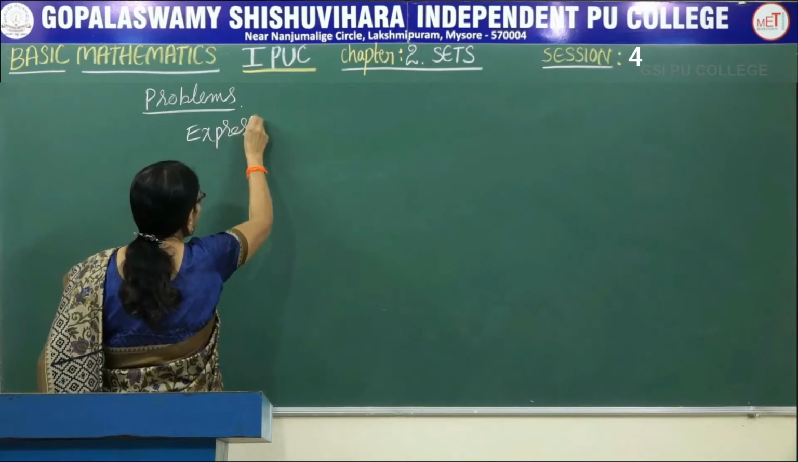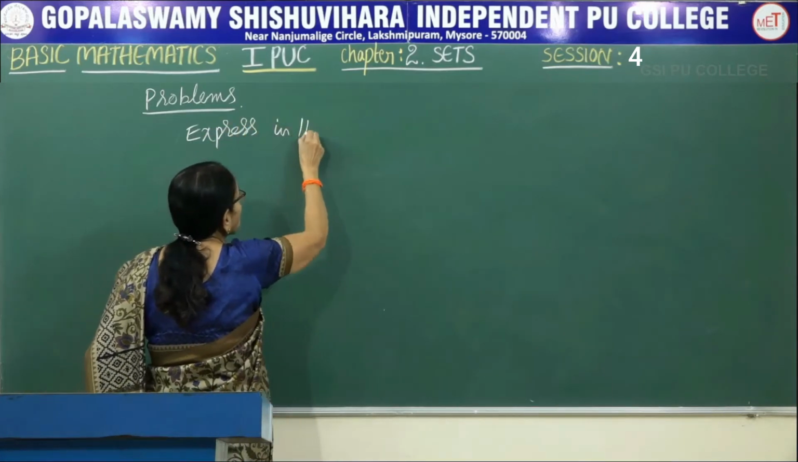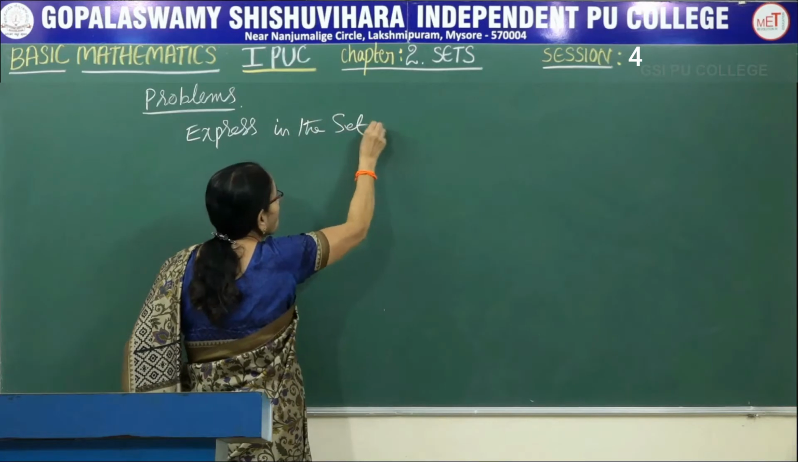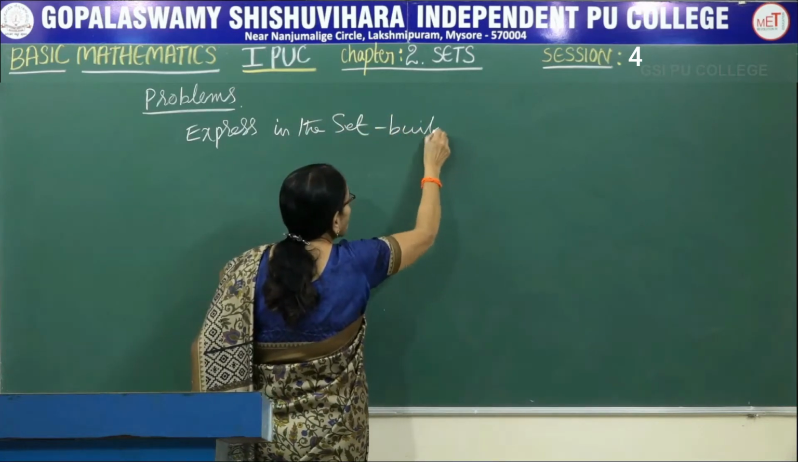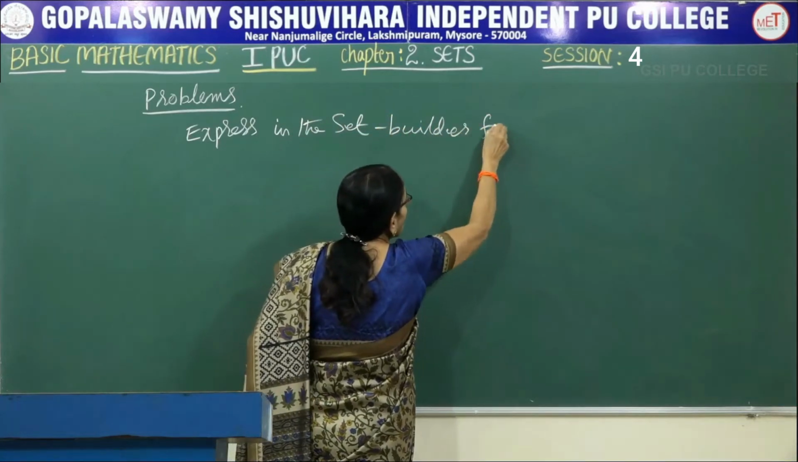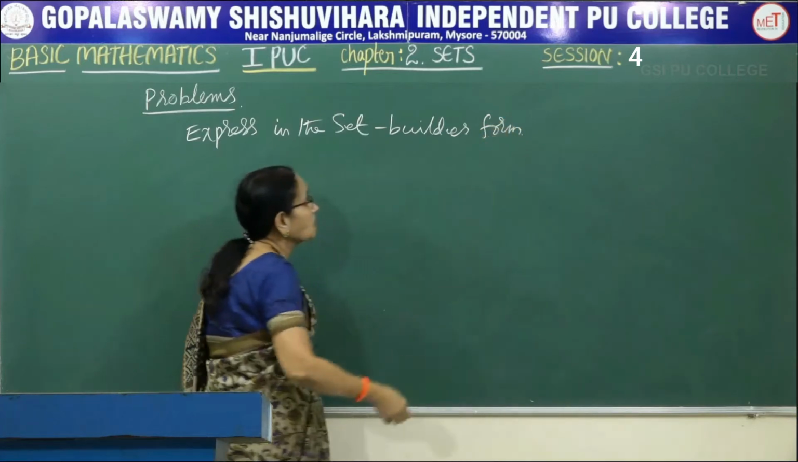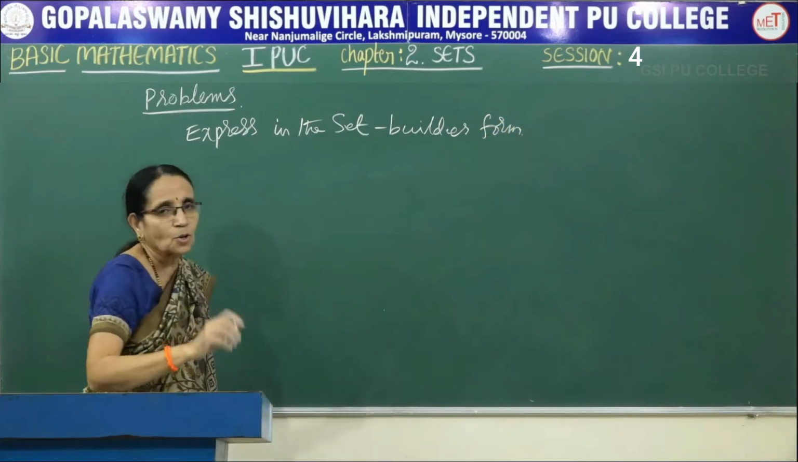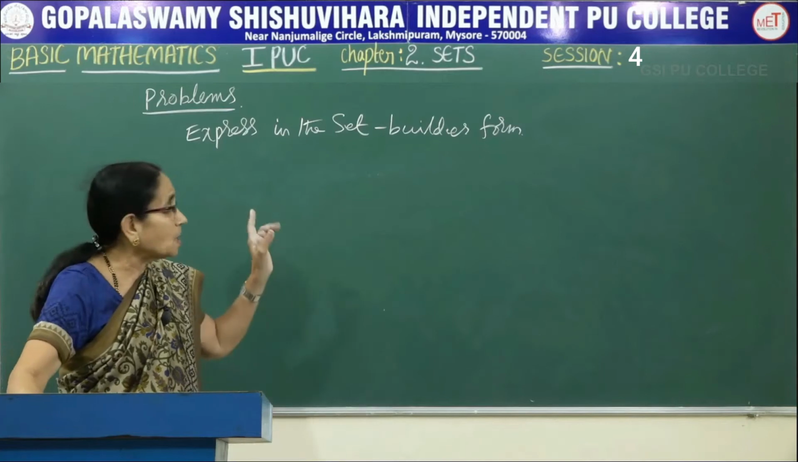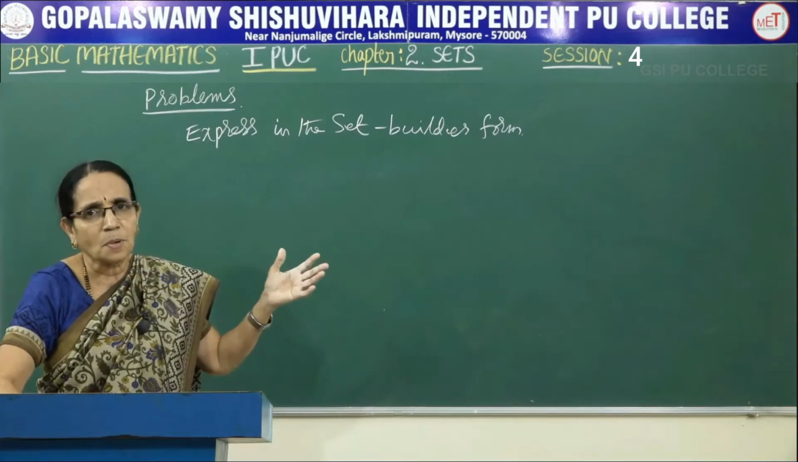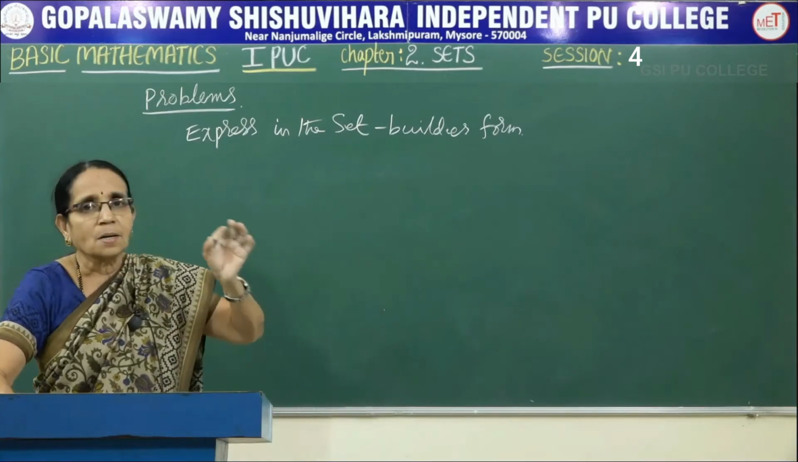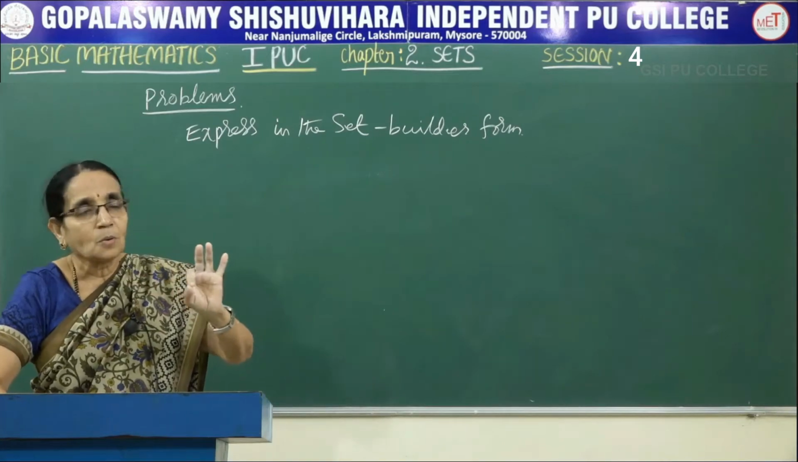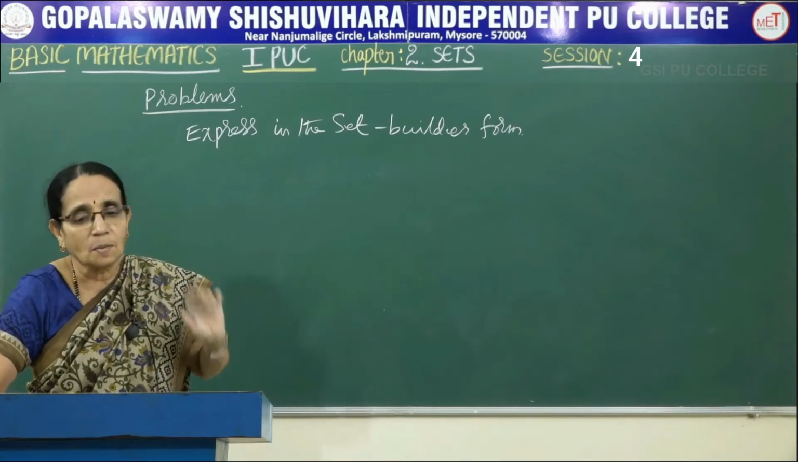This is the instruction that is given: express in the set builder form. That means it would be given in the roster form, the actual elements. You have to look at the numbers or quantities, whatever they may be, and think about a sentence which would satisfy those elements.